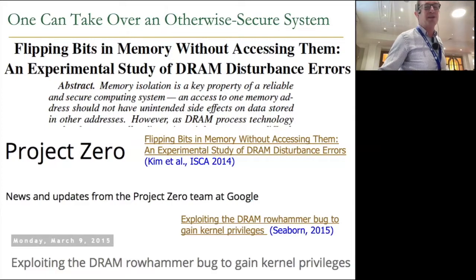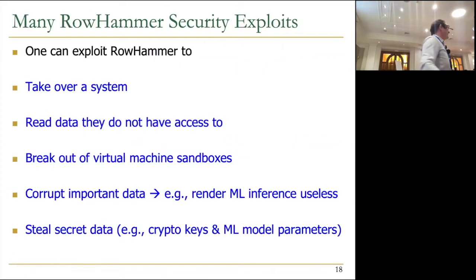Before I go into what they did, I should say that this sort of bit flip, if you can induce it reliably many times, and RowHammer is that sort of bit flip, we'll talk about that, you can take over a system. You can read data you don't have access to. You can break out of a virtual machine sandbox. Your virtual machine can be providing a sandbox, and you're not supposed to get out of it, but you can actually get out of it.